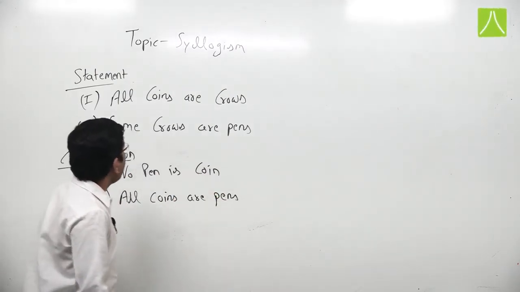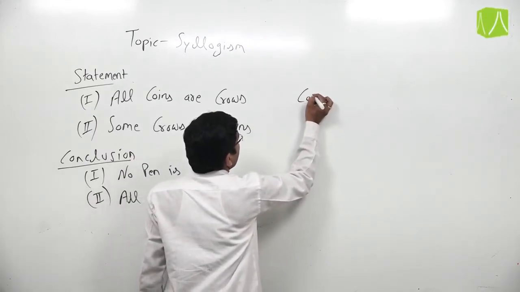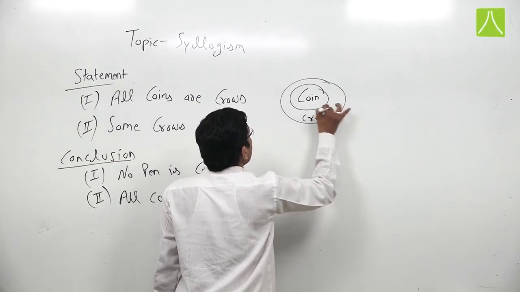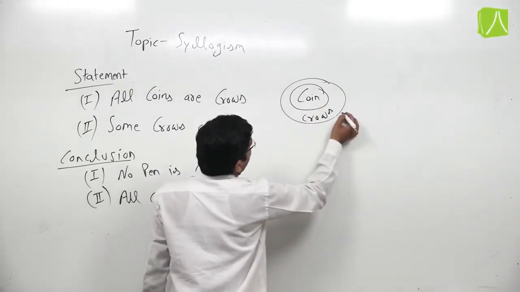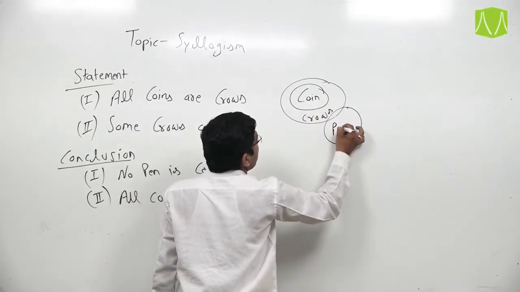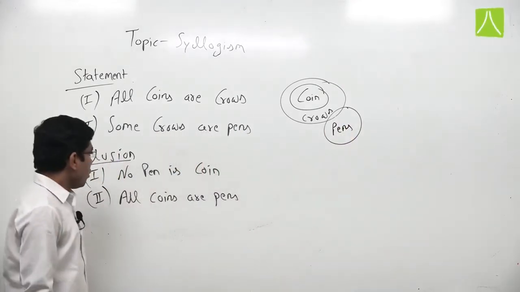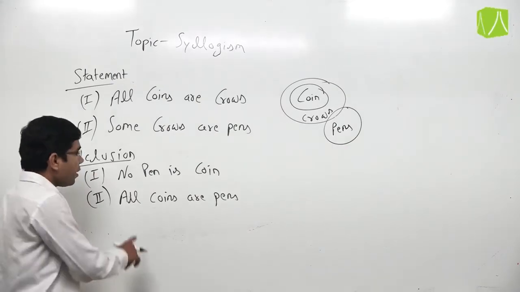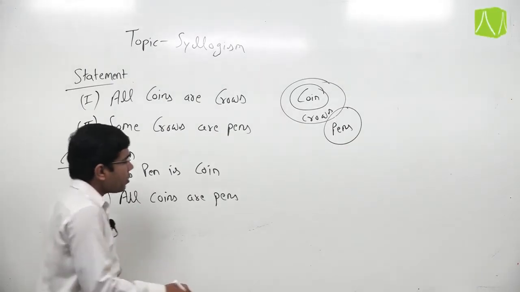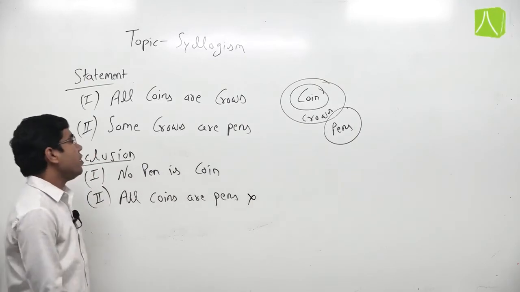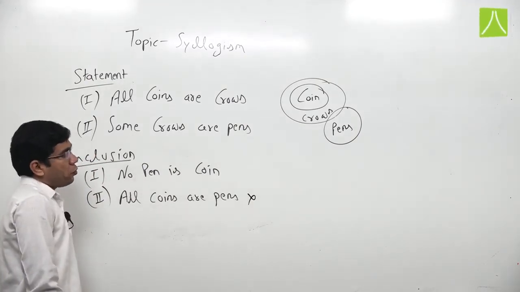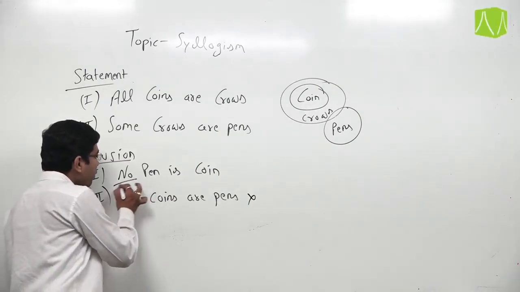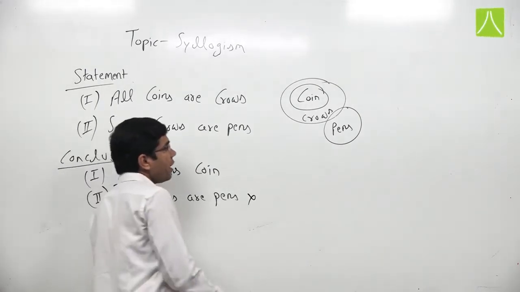Now, first draw the diagram. All coins are crows. And some crows are pens. This is our basic diagram. So, our second conclusion is a positive conclusion, so we can check by only the basic diagram. All coins are pens is not showing. Second is incorrect. Now, no pen is coin. With the basic diagram, we can say it is right, but it is a negative conclusion. So, we have to draw the alternate diagram also.